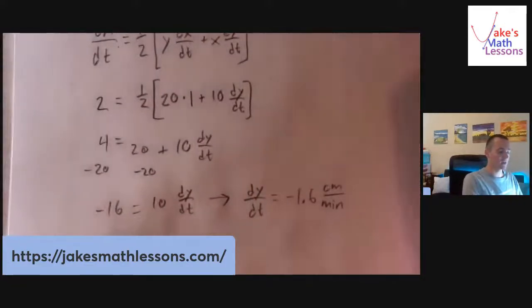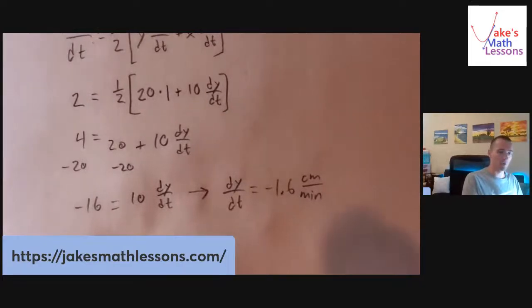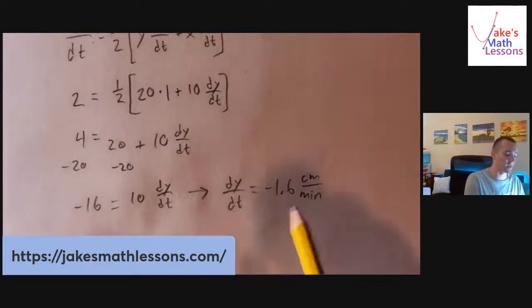If the question asked us how fast is the base of the triangle shrinking or getting smaller, we would then make this positive and just say 1.6 centimeters per minute. But since it just asked what rate it is changing, we would want to make sure to keep that negative on there.